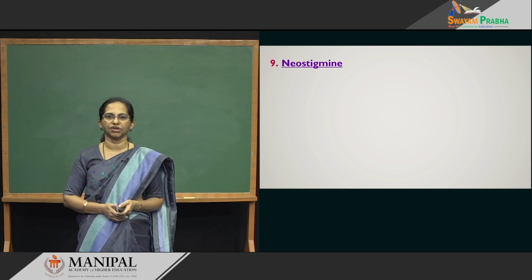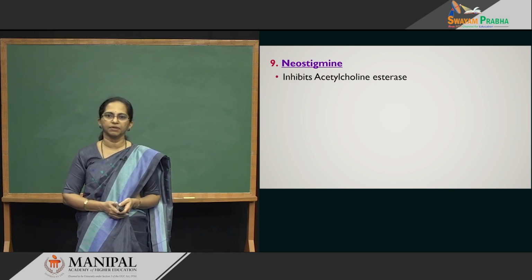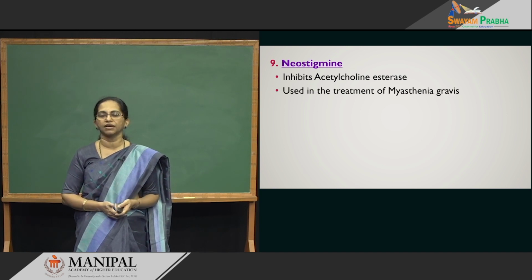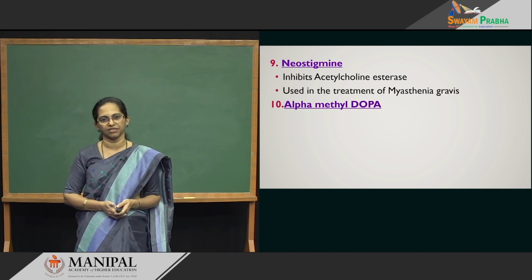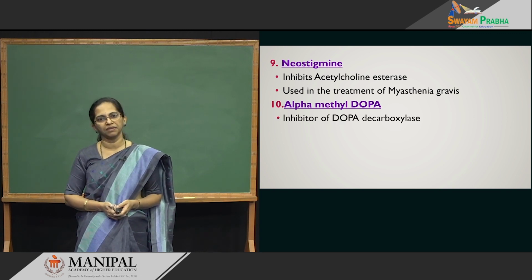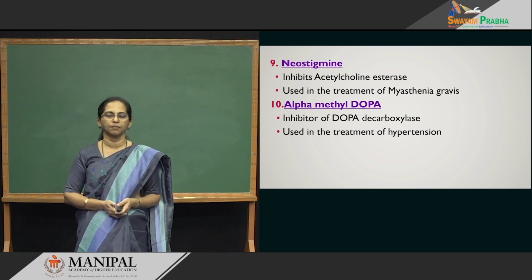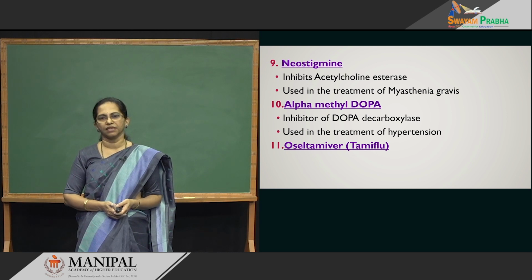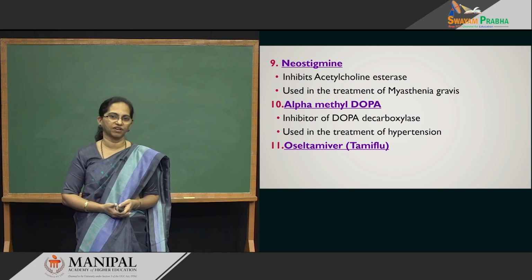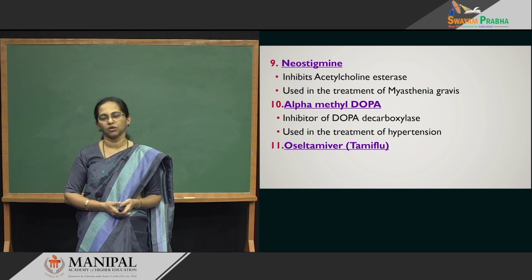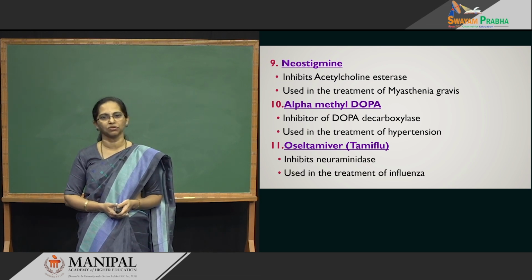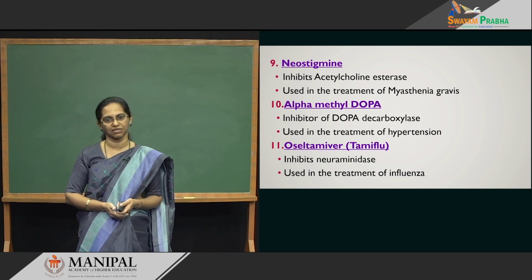You have a next drug, neostigmine. It inhibits acetylcholinesterase. So, which sort of patients do you use it for? It is to treat myasthenia gravis. Then you have alpha methyl dopa. This is an inhibitor of dopa decarboxylase, and this is also used to treat people with hypertension. Then the most common flu drug that we say, Tamiflu, is oseltamivir. It inhibits neuraminidase and it is used to treat influenza in patients.